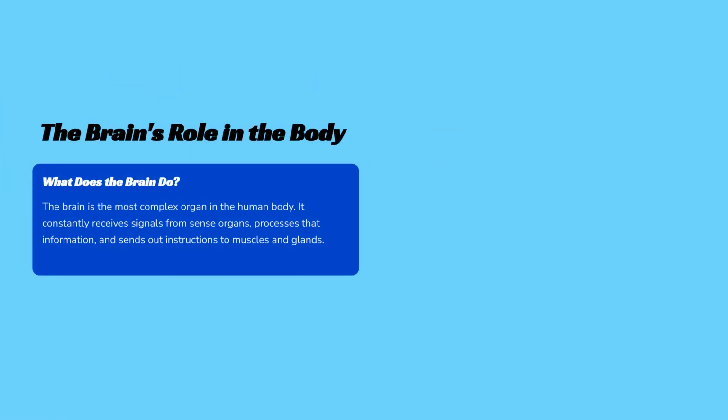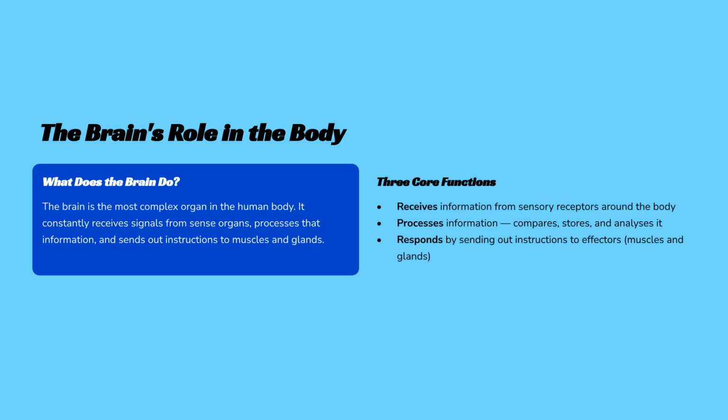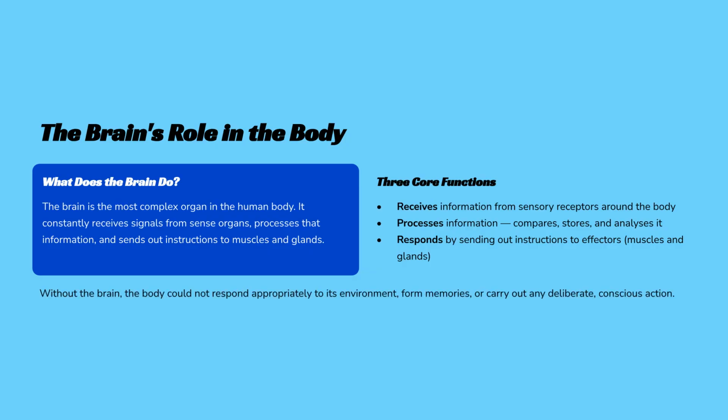The brain is the most complex human organ. It constantly receives signals from sense organs, processes this information, and sends out instructions. Its three core functions are to receive information, process it, and respond via effectors like muscles and glands. This capability is essential for conscious action and memory.